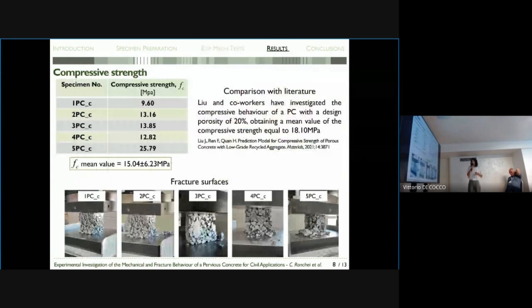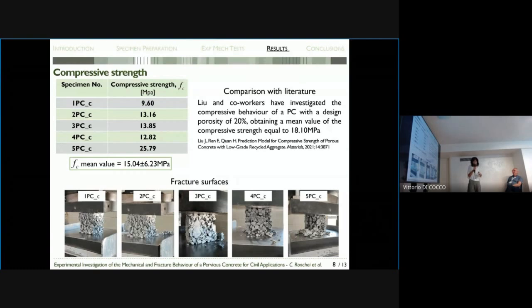The computed values in terms of compressive strength, fc, related to all tested specimens are recorded in this table, and the resulting mean value is equal to about 15 megapascal with a standard deviation of 6 megapascal. Such a value is in agreement with that obtained by You and co-workers, who have investigated the compressive behavior of a PC with a design porosity of 20%, obtaining a mean value of the compressive strength equal to 18 megapascal.